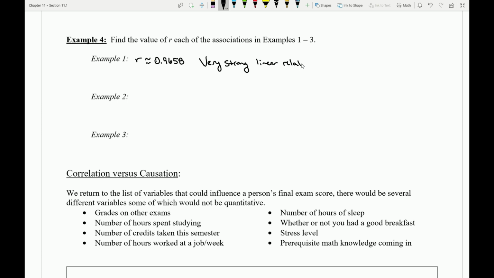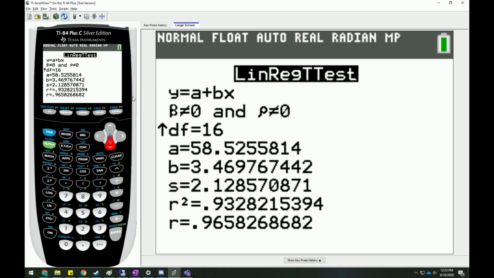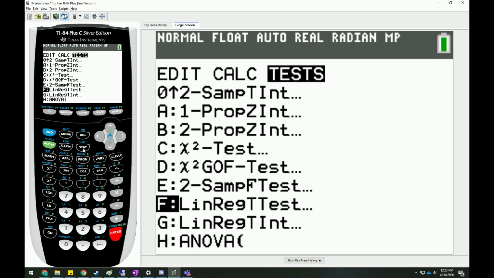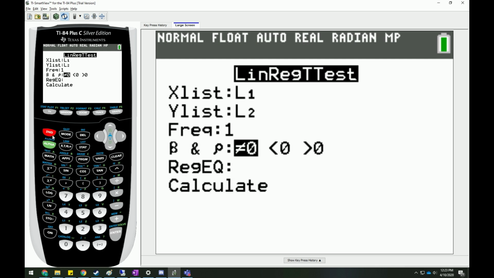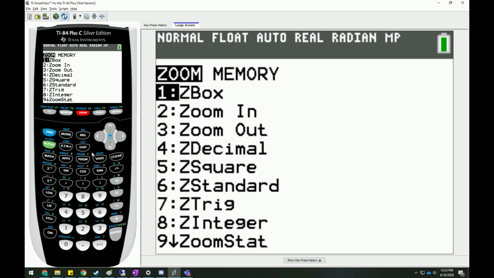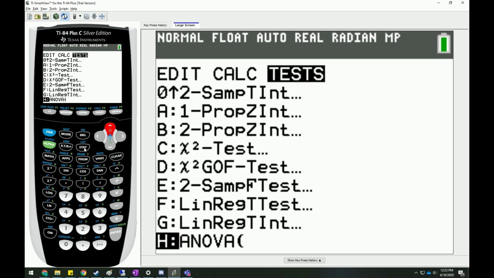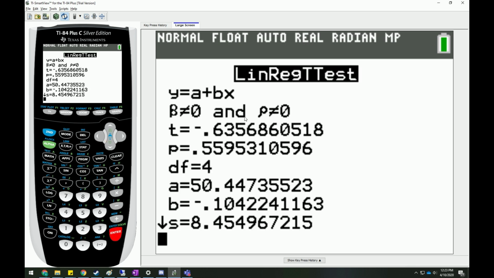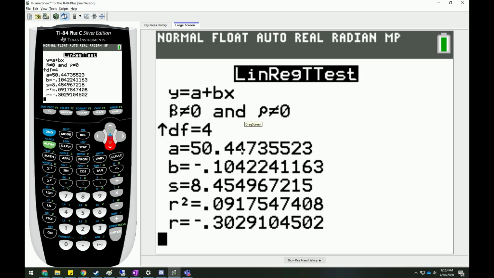Okay, if I was to take a look at example 2, I could repeat the exact same steps. I'm going to go run this hypothesis test, but I'm just going to use list number 3 and list number 4. I'm going to use list number 3 and number 4 in this test. I'm going to go right to calculate, and I can see here that if I scroll down, my number is, well, it's a negative number, negative 0.3029.